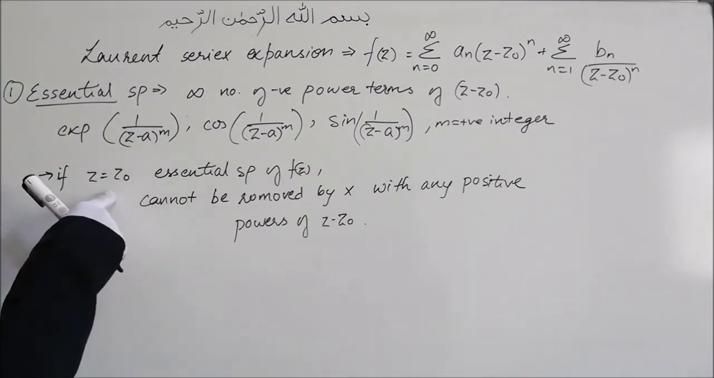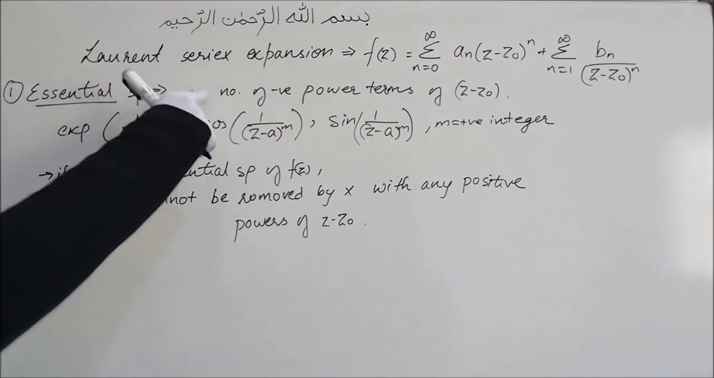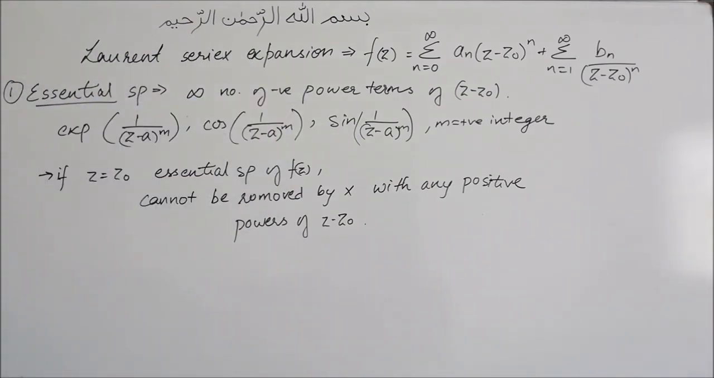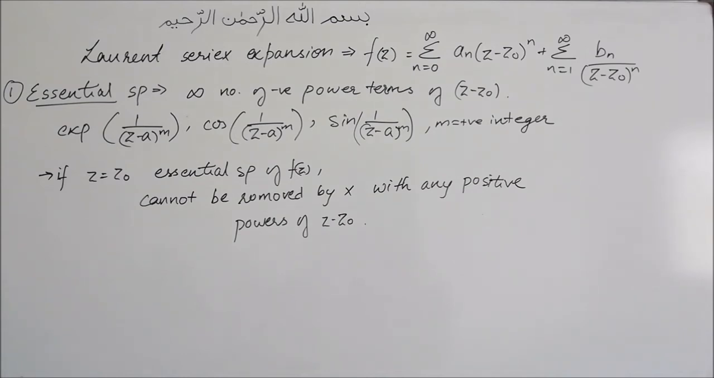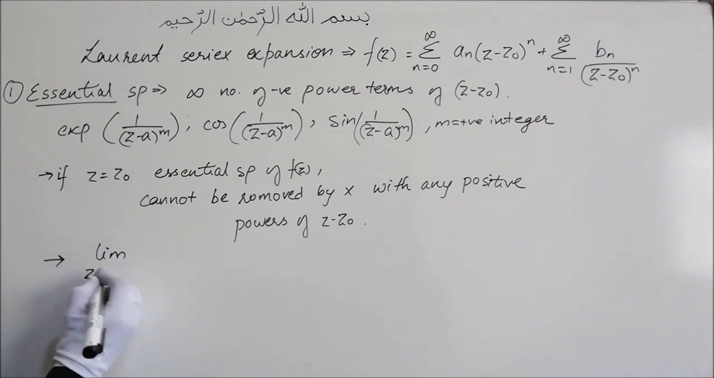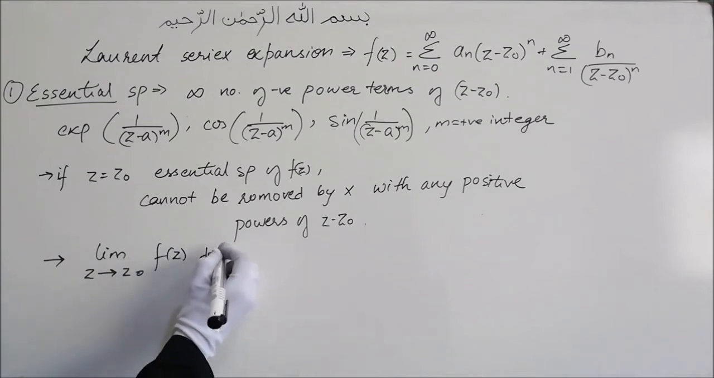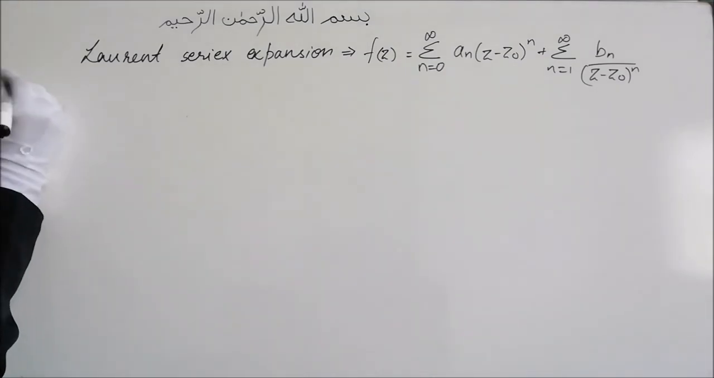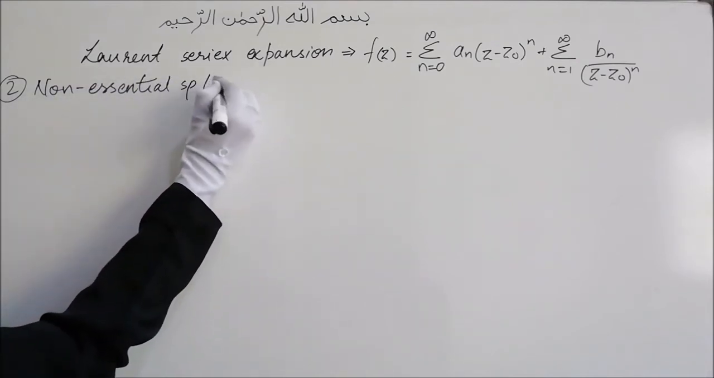If z equals to z naught is an essential singular point of our function f of z, then all those negative powers of z minus z naught which are present in our Laurent series expansion cannot be removed by multiplying with any positive powers of z minus z naught. A characteristic of essential singular points is that the limit z tends to z naught, f of z does not exist. Second, we have non-essential singular points or poles.